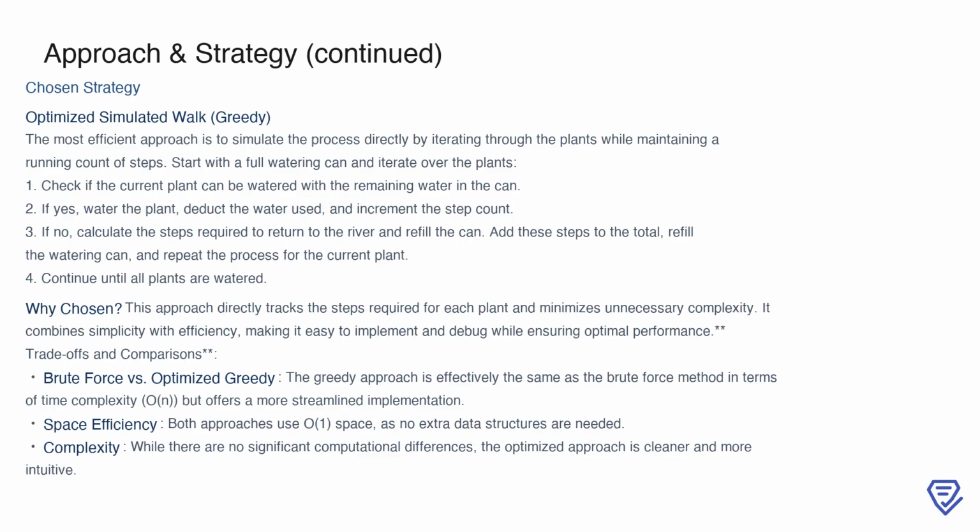Now, let's focus on the strategy we've chosen to solve this problem, and optimize the simulated walk using a greedy approach. The idea is to directly simulate the process of watering the plants while keeping a running count of the steps. You start at the river with a full watering can and iterate through the plants one by one. For each plant, you first check if the remaining water in the can is sufficient to water it. If it is, you simply water the plant, deduct the required amount from your can, and increment your step count to account for moving forward.